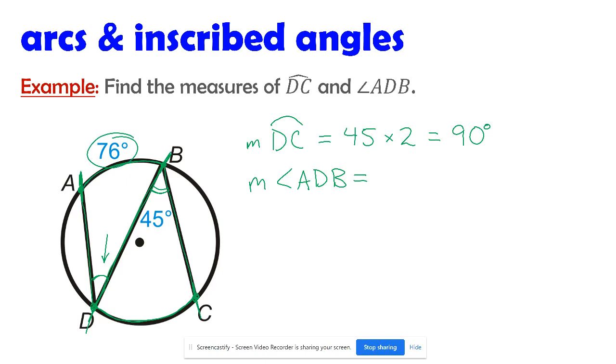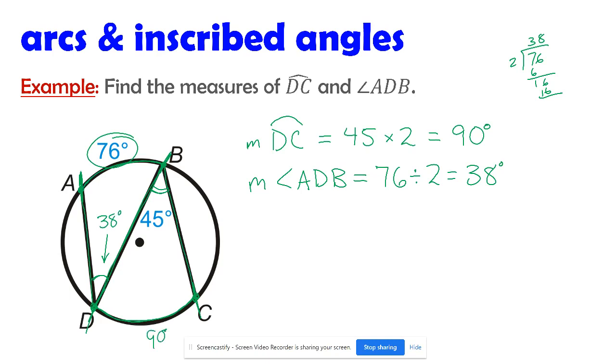So this time we're going backwards. So the first one, we took the inscribed angle, multiplied it by 2, and that told us the arc. Here, we know the arc already, and we want to find the angle, so we're going to go the other way. We're going to divide by 2, because we know that the arc is twice as big as the angle. So we're going to take 76, divide it by 2, and you will get 38 degrees. So that tells us the measure of angle ADB is 38 degrees.